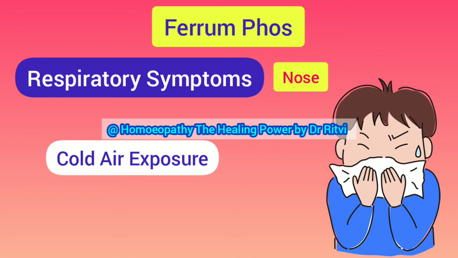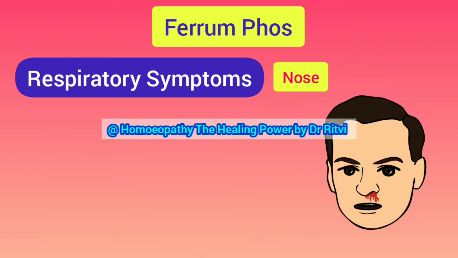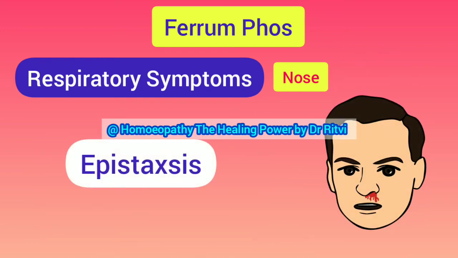Also, there are certain conditions like predisposition to catch the cold, and here Ferrum Phos is useful. Friends, if at this stage Ferrum Phos is prescribed, then it will stop the process of coryza. The process gets ended at this stage only, and the patient will be prevented from further infection that he may suffer. Ferrum Phos is also useful in the cases of epistaxis, that is nothing but bleeding from the nose.